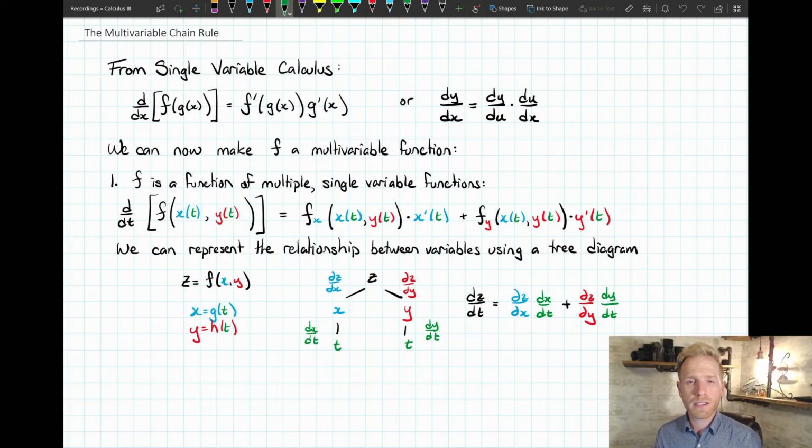Now we can continue to extend this chain rule, because in this case we have f as a function of multiple single variable functions. But of course, we could have a function of multivariable functions, a function of multivariate functions. Let's take a look at what would happen in that sort of circumstance.